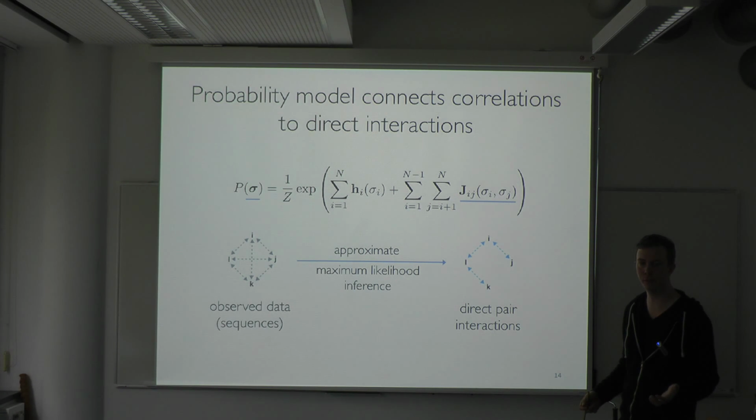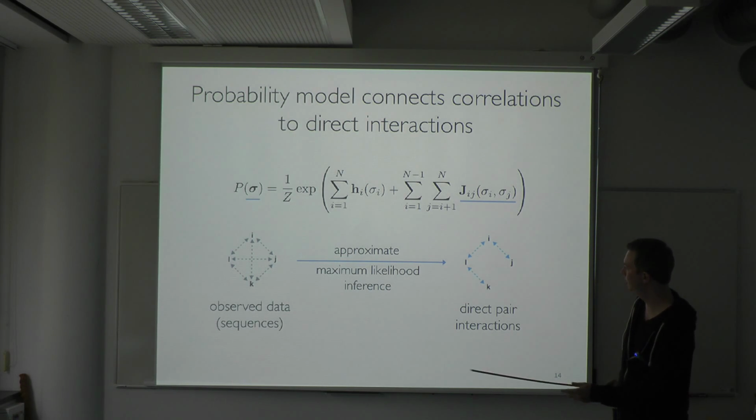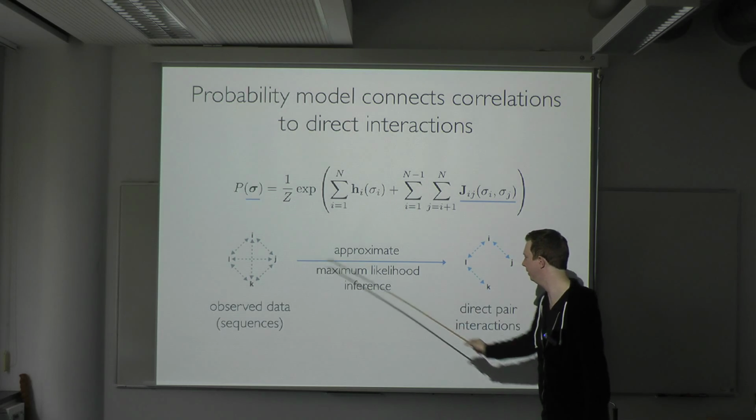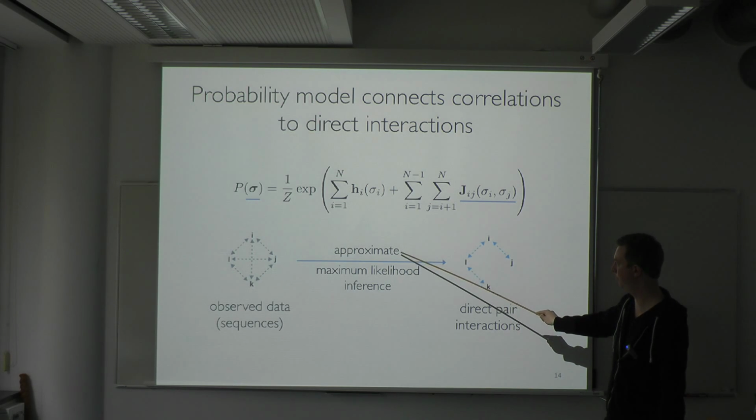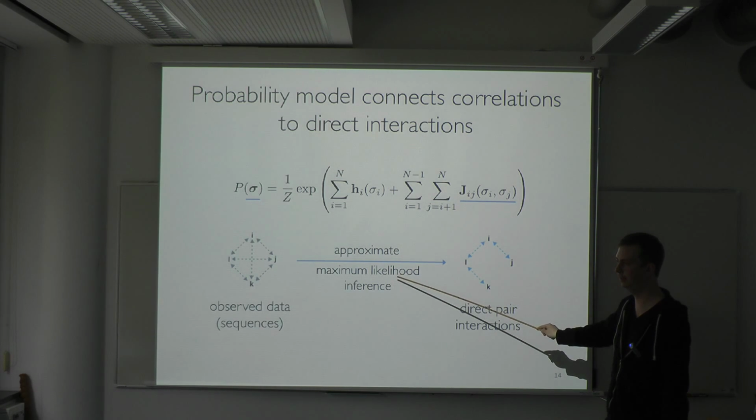Like the Gauss distribution is the maximum entropy distribution for a set of data that has a variance and a mean. That's kind of the same idea. You could have more complicated distributions, but that's the simplest one. And the way to go from here to here is basic statistics. You perform approximate maximum likelihood inference.